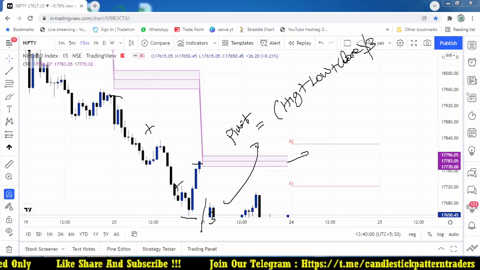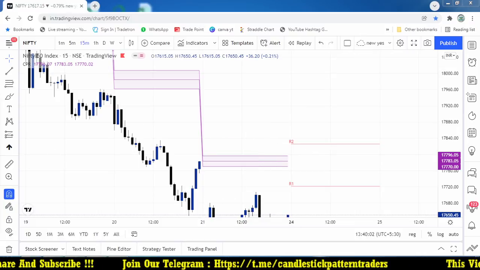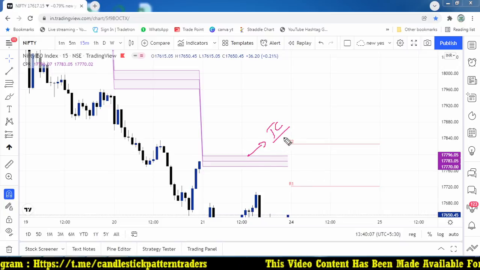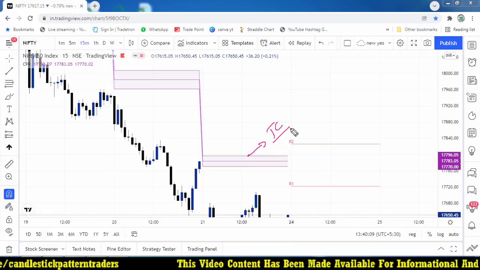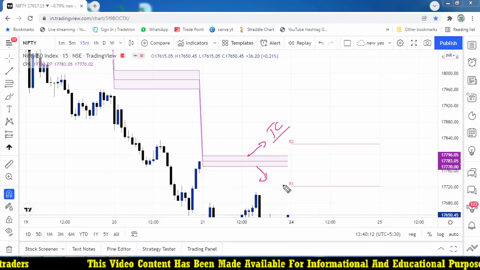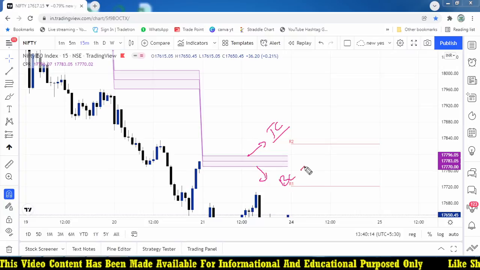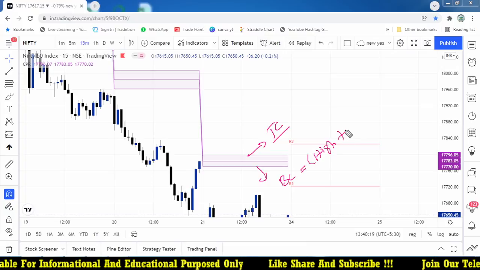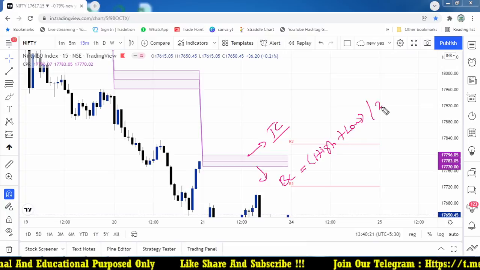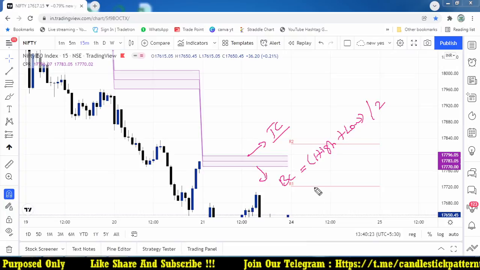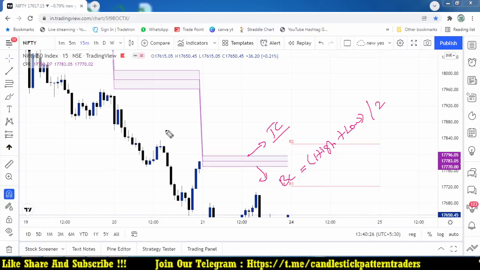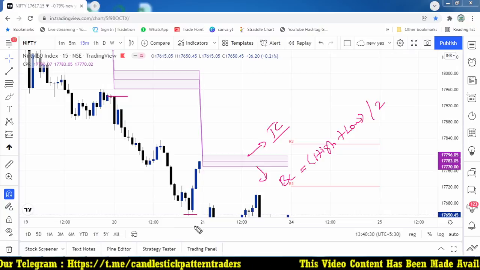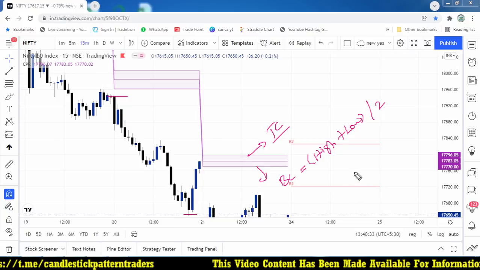And how do we get the BC or TC? TC is the top central pivot. First of all, we need to calculate BC to get the TC. BC, the bottom central pivot, is high plus low divided by 2. So we add the highest level and the lowest level and divide by 2, and we get the BC value.